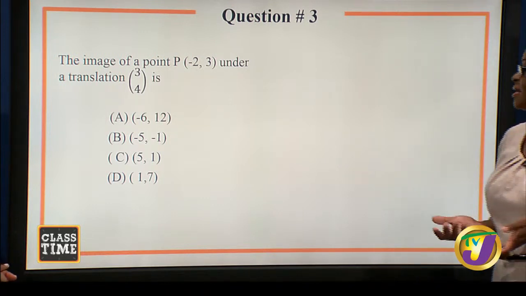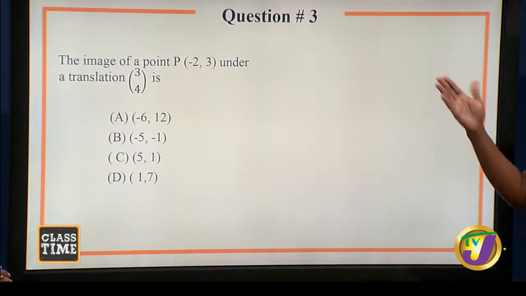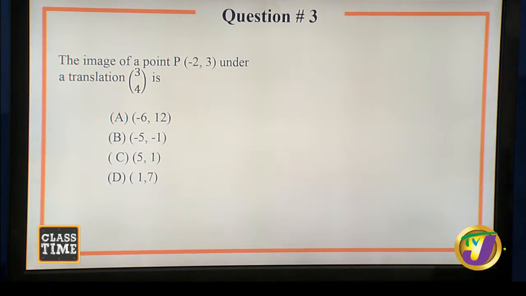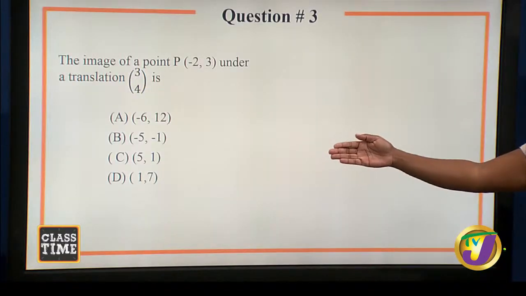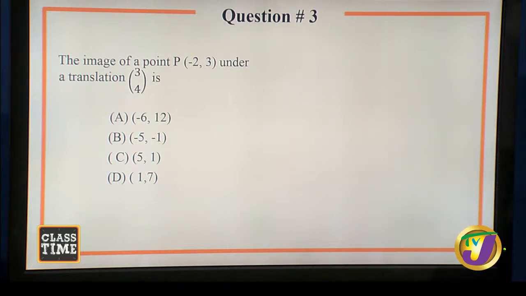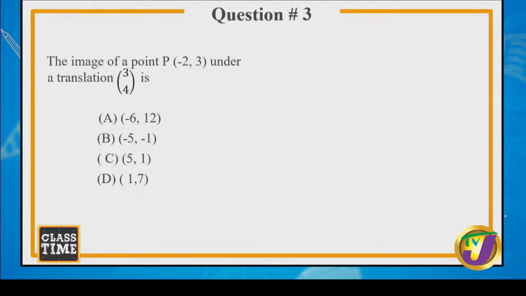So here we have another multiple choice question. The image of a point P (-2, 3) under a translation (3, 4) is... And we have our solution set given. You have read the question carefully. What is the important information that we need to get from the question? I see the coordinates for point P, and I see the vector under which the translation has taken place. I'm to use that information to identify what the new coordinates would be under that translation. We are to find the image given the object.